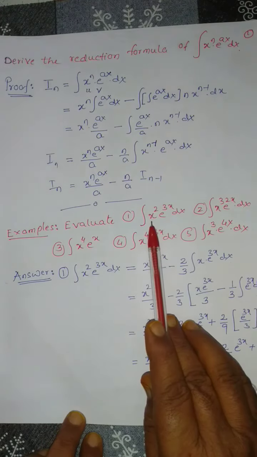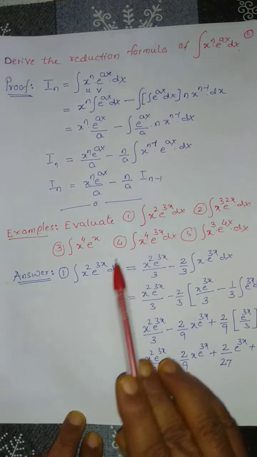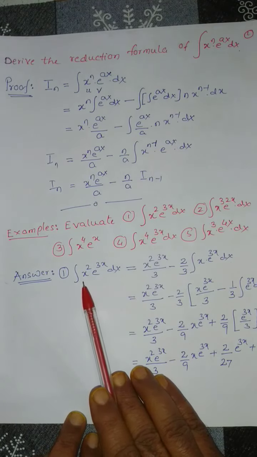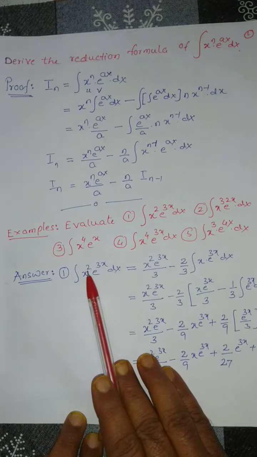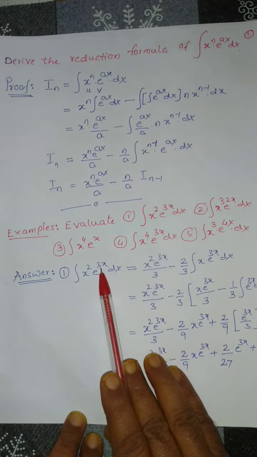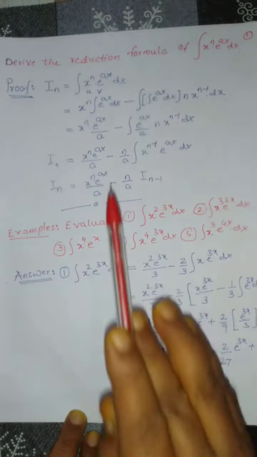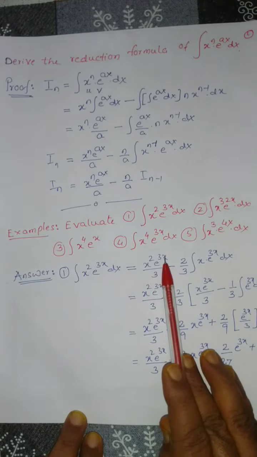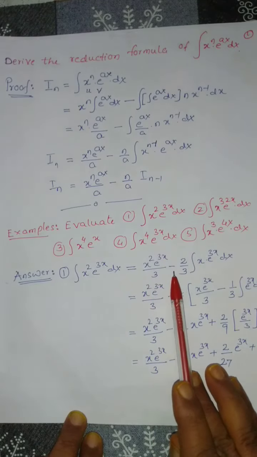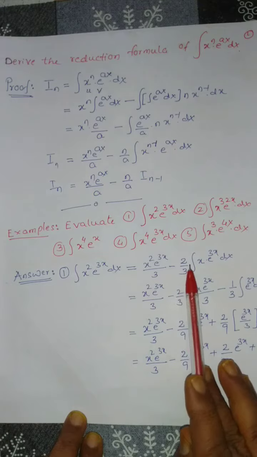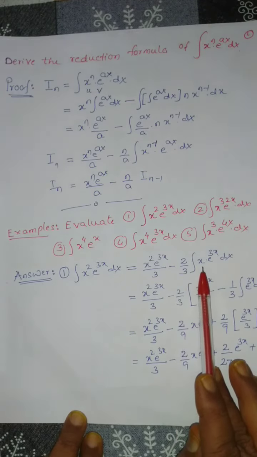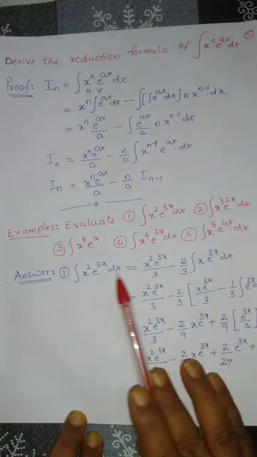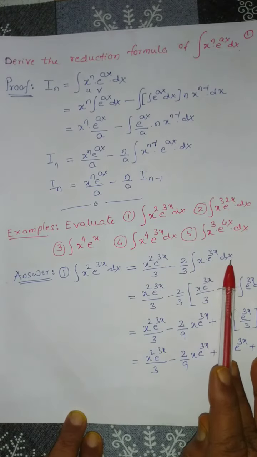Okay, first let us take x square e raised to 3x. Here n is 2, a is 3. Just substitute in this formula. So x square e raised to 3x upon 3, minus n by a, so 2 by 3, into integral of x raised to n minus 1, so 2 minus 1 is 1, e raised to 3x dx.